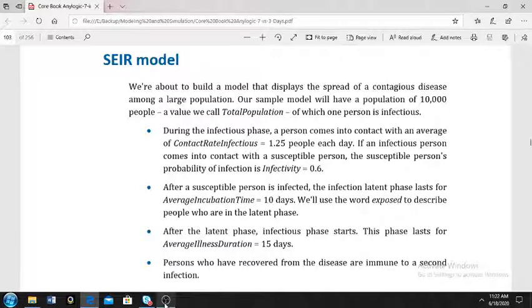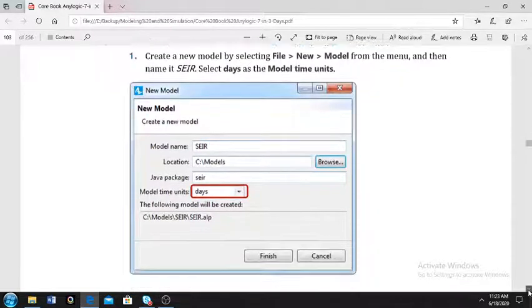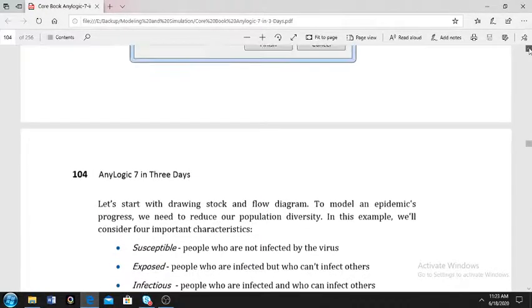CIR means infect, susceptible, and then I think it is somewhere here. Susceptible, exposed, infectious, and recovered model. Susceptible, exposed, infectious, and recovered. So basically, it simulates how a virus spreads in a population.